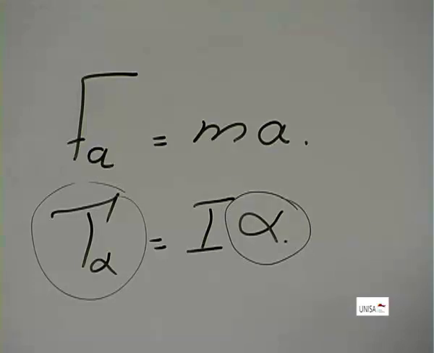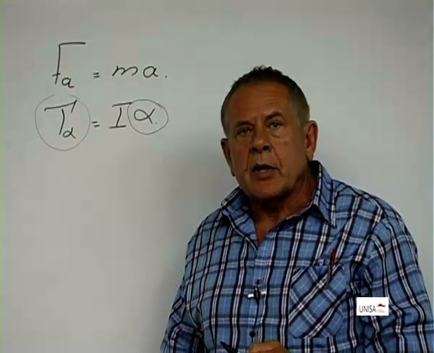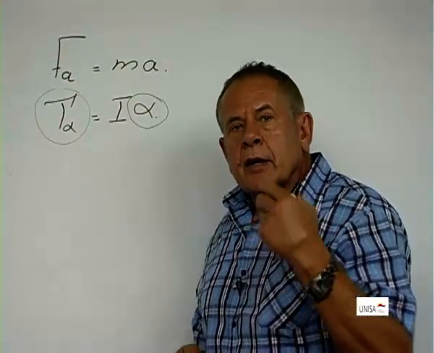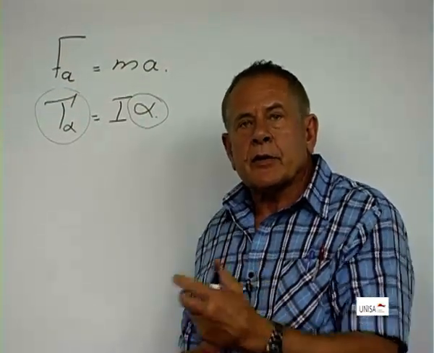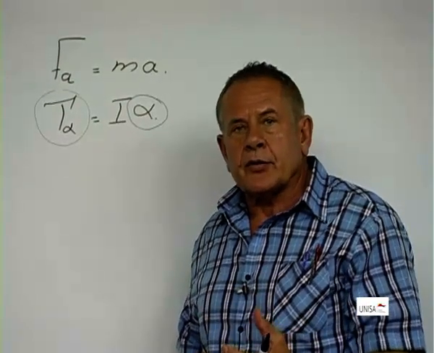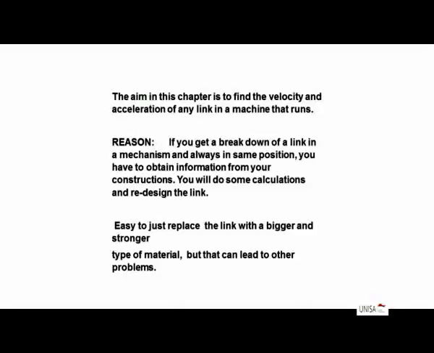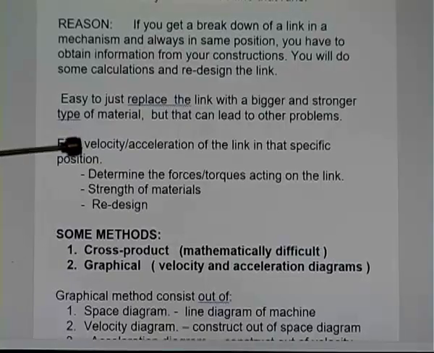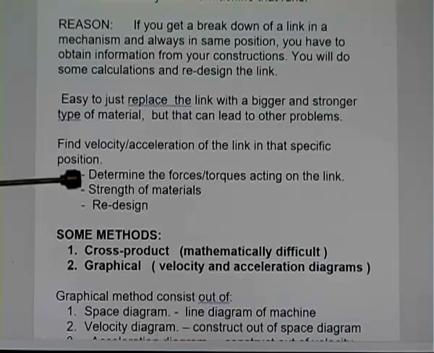Then you can go back to your drawing board. With strength of materials, you can redesign that specific link if there's a failure in the industry. It's easy to just replace the link with a bigger or stronger type of material, but that can lead to other problems. So with your velocity and acceleration diagrams, you determine the force or the torque acting on the link.